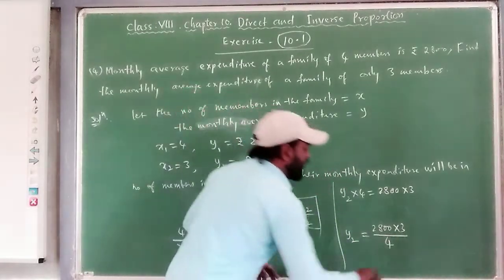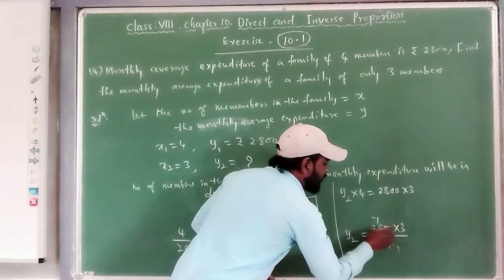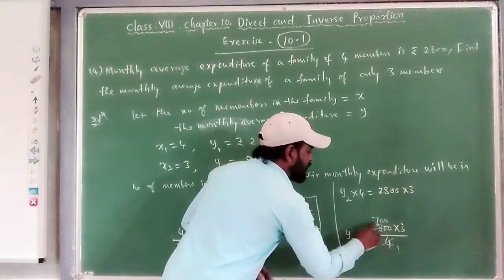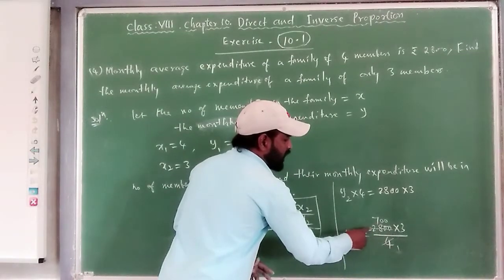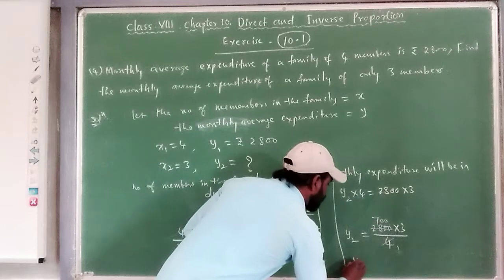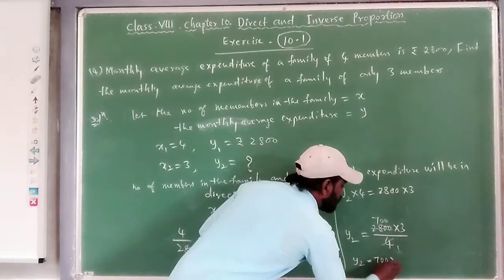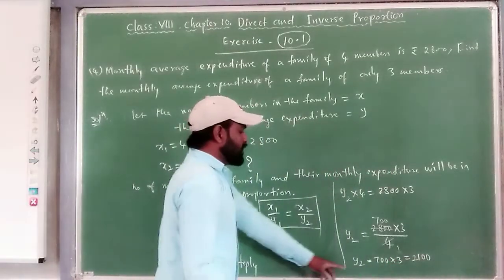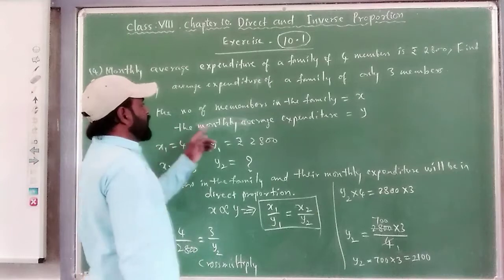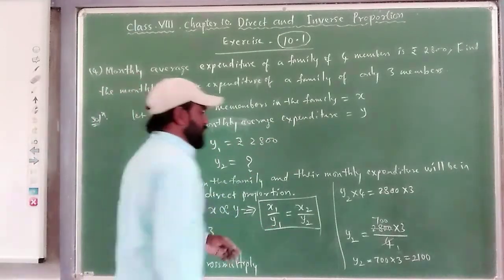So go for the simplification. 4 ones are 4, 4 sevens are 28, remaining 2 zeros as it is. What is remaining in the denominator? Nothing, only 1. What is remaining in the numerator? 700 into 3. So y2 is equal to 700 into 3, which is equal to 2100. What is this y2? The monthly average expenditure of family of 3 members.